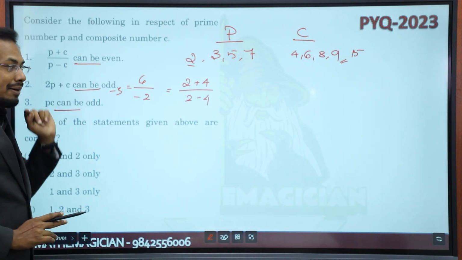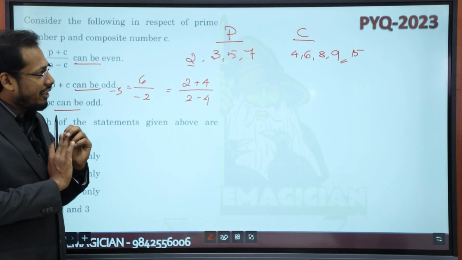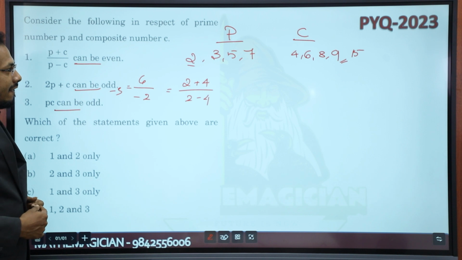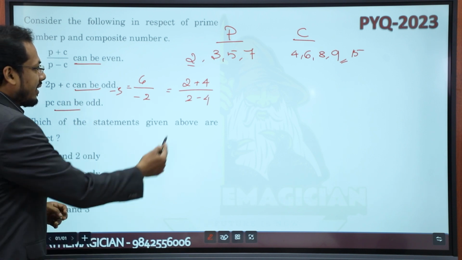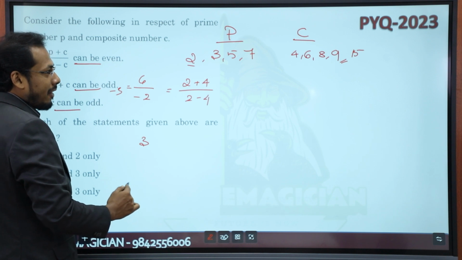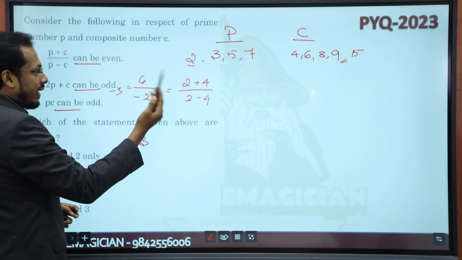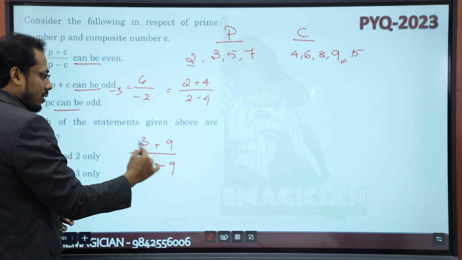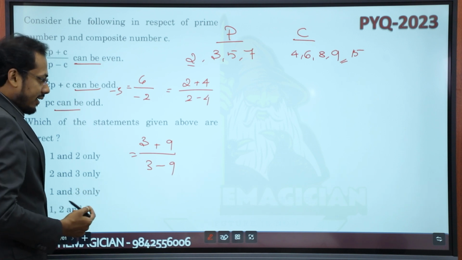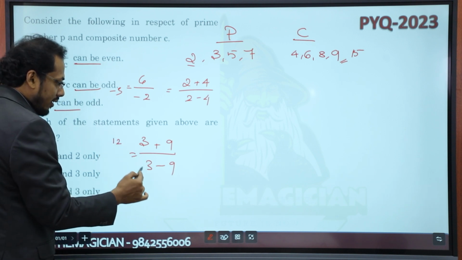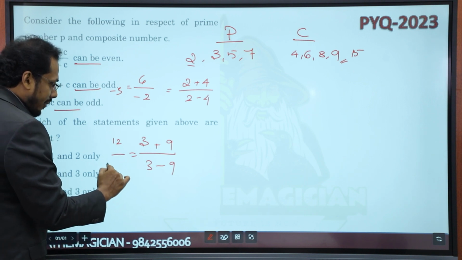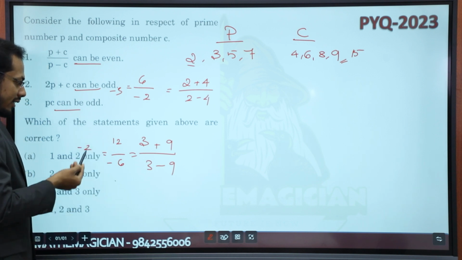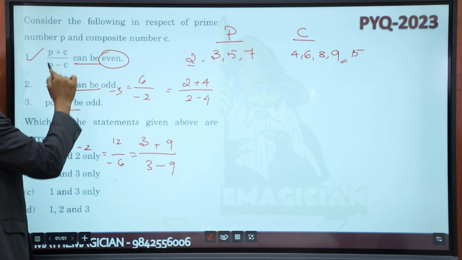I got an odd number, so is it not right? Don't conclude like that, because they use can be. So check another combination. If all types of answers give only odd numbers, then this is wrong. Let's take a different combination. I will take 3 from the prime numbers and 9 from the composite numbers: 3 plus 9 over 3 minus 9. So here 3 plus 9 is 12, and here I will get minus 6, right? Look at this, here we got minus 2. Yeah, this is an even number, they say it is even, so this is right.